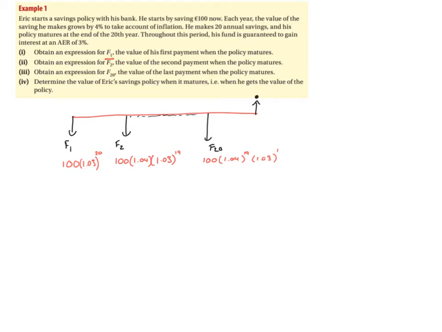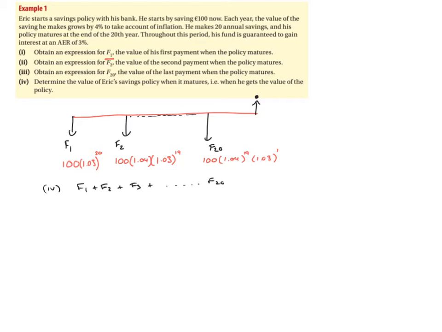Now the last thing it says is determine the value of Eric's savings policy when it matures, i.e. what's the value of this? So what is the value of the dot here? So when we add up all of these, essentially what we are doing is we're adding up for IV, okay, we're adding up F1 plus F2 plus F3 plus all the way to F20.